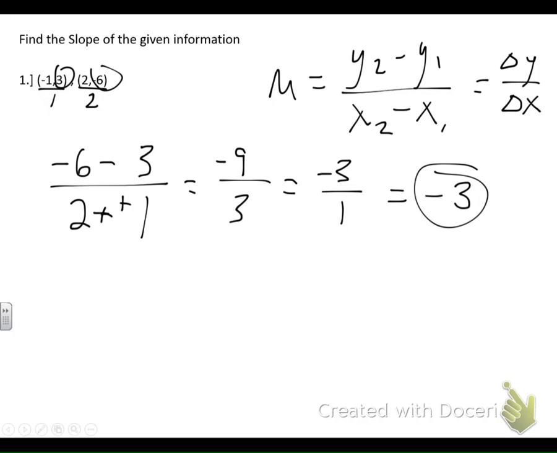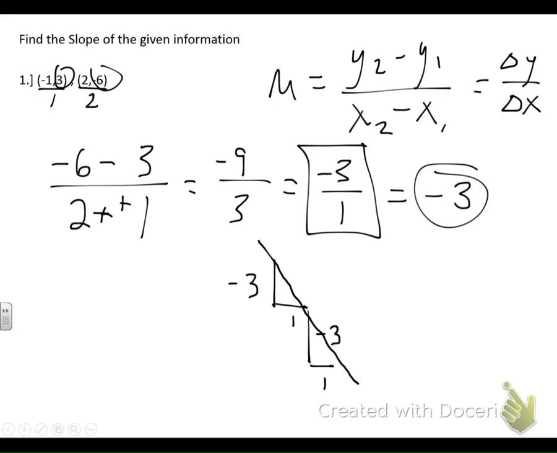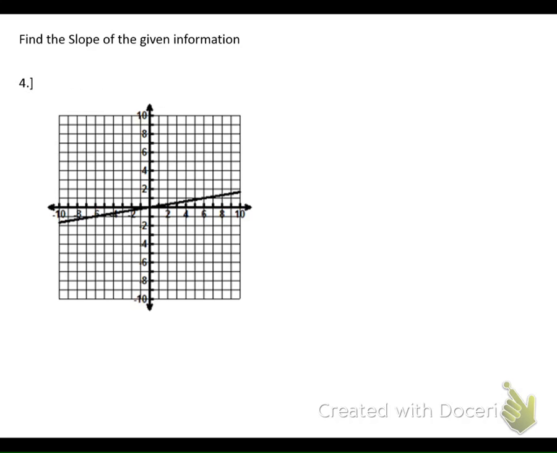Now this negative 3 over 1 right here is important, because if I was looking at a graph, that could tell me that my line will go down 3 and right 1, and then down 3 and then right 1, and that would give me my line going down in a graph. And we'll see that here in just a second when I do my graph example. Okay, so that's real quick if they give us 2 points. So let's look at our graph now.